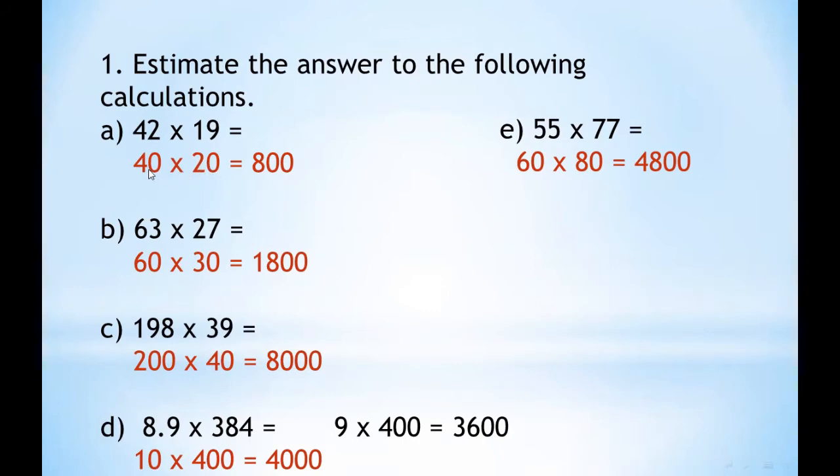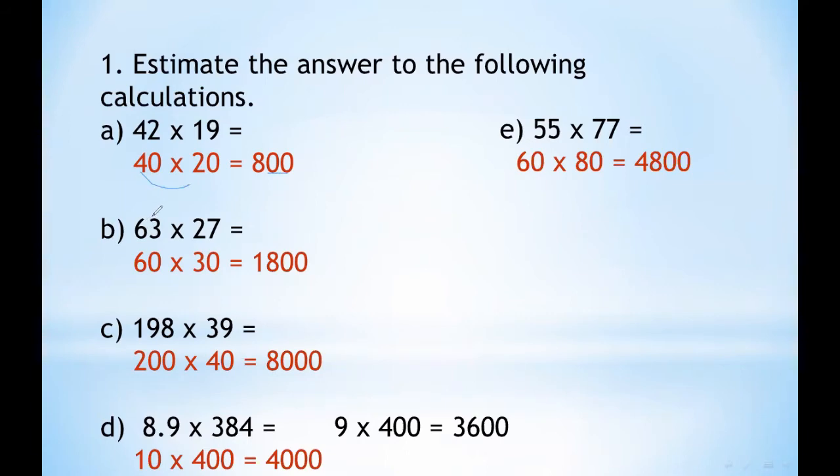It's very easy. No need of using calculation. We know 4 2s are 8. We know the number. 4 2s are 8. So we write 8 and there are 2 zeros. So you will copy the 2 zeros.